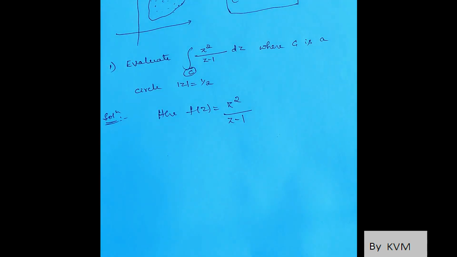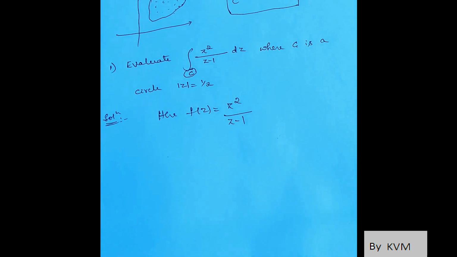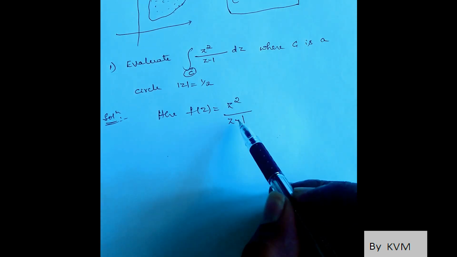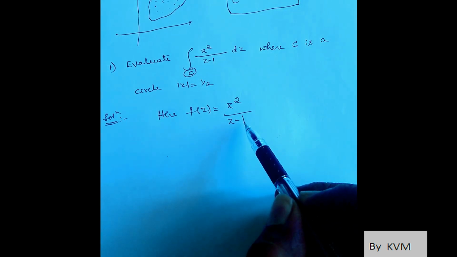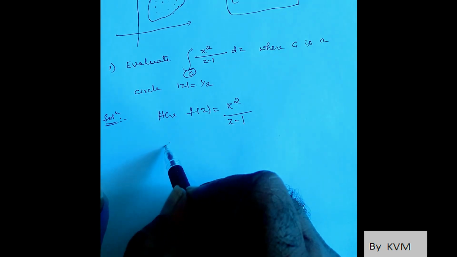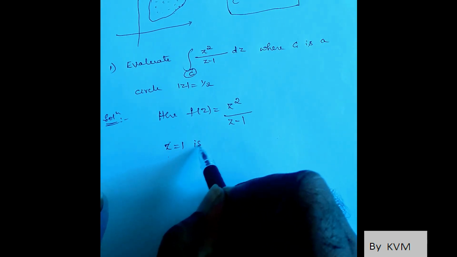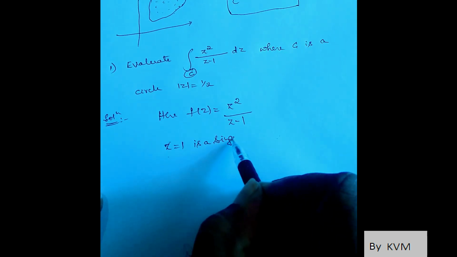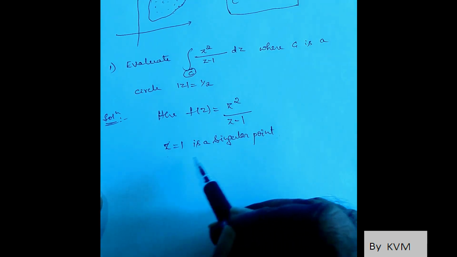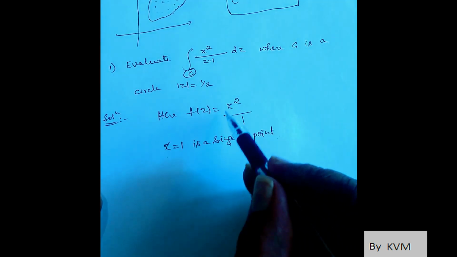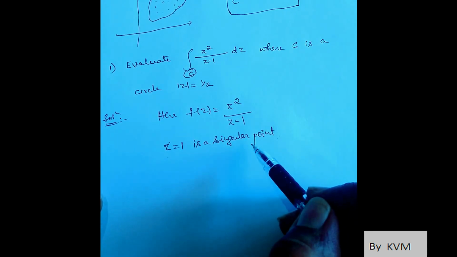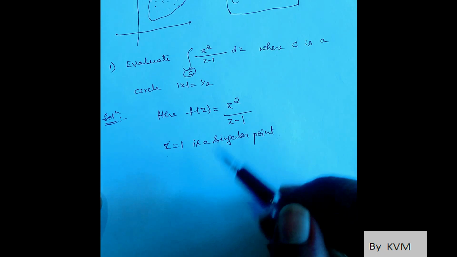By seeing this function, we can easily identify the singular point. If you see the denominator, z minus 1 is a linear factor. So it is clearly visible that z equals 1 is a singular point. Why is it a singular point? When you put z equals 1, this function becomes infinite. So z equals 1 is a singular point of the function f of z.